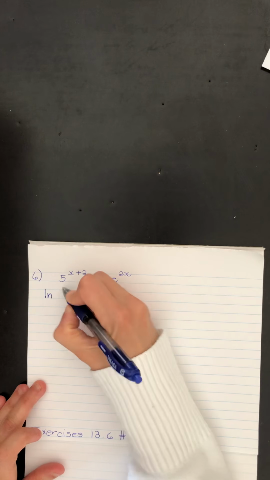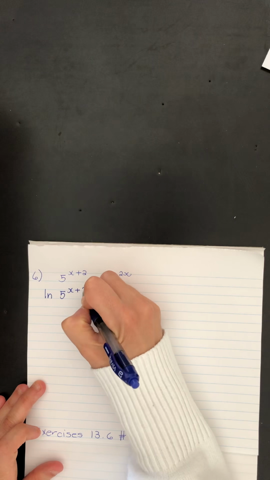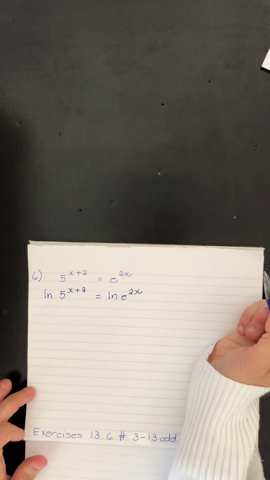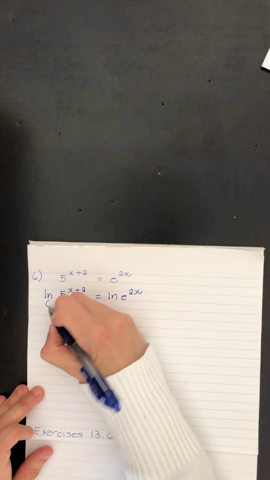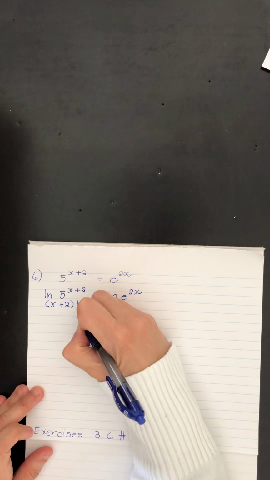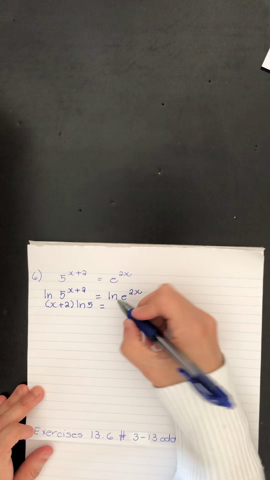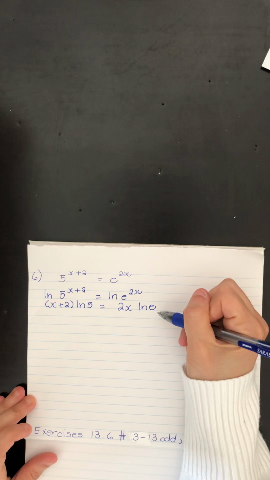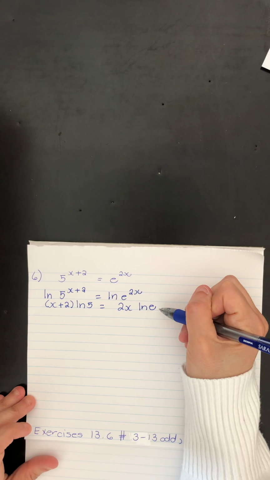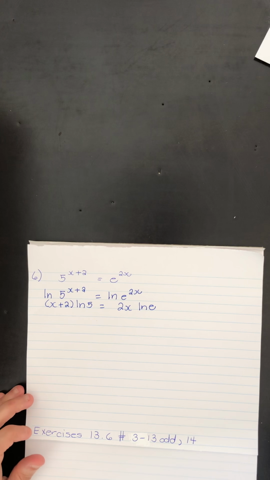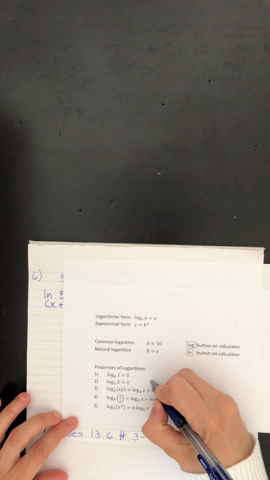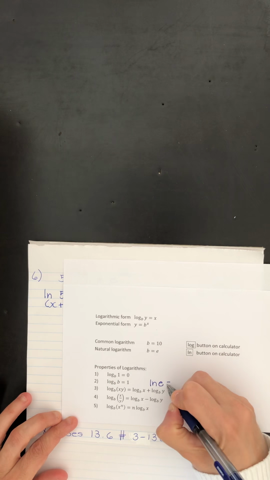So let's do it. We take the ln of the left side and we take the ln of the right side. Immediately bring those exponents forward. (x + 2) ln 5 is 2x ln e. Now, we spoke about this earlier, the fact that ln e is a special case for property number 2. The ln of e is 1.